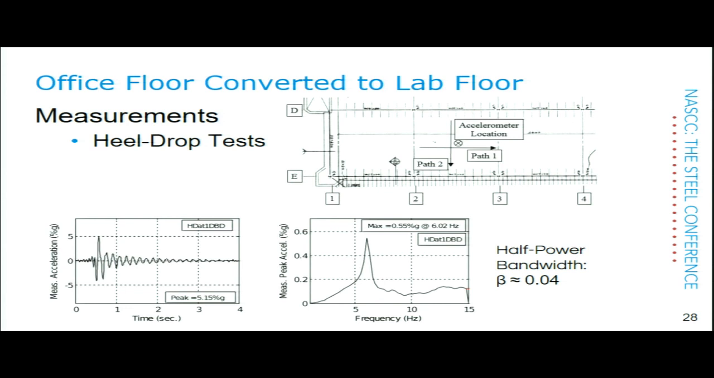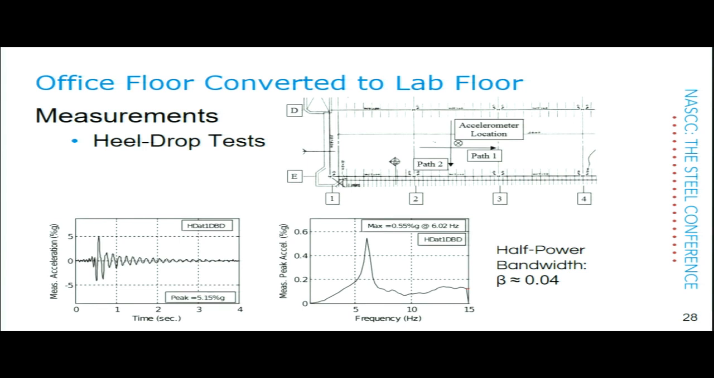Okay, so the heel drop results are down at the bottom there, and you can see the waveform on the left. We have about 5% g. We can't get a precise evaluation from that, but that's a pretty high value, not huge. But the thing we are really looking at is the spectrum there. And you see from the spectrum that we have a 6 hertz natural frequency. It's 6.02 hertz right there.